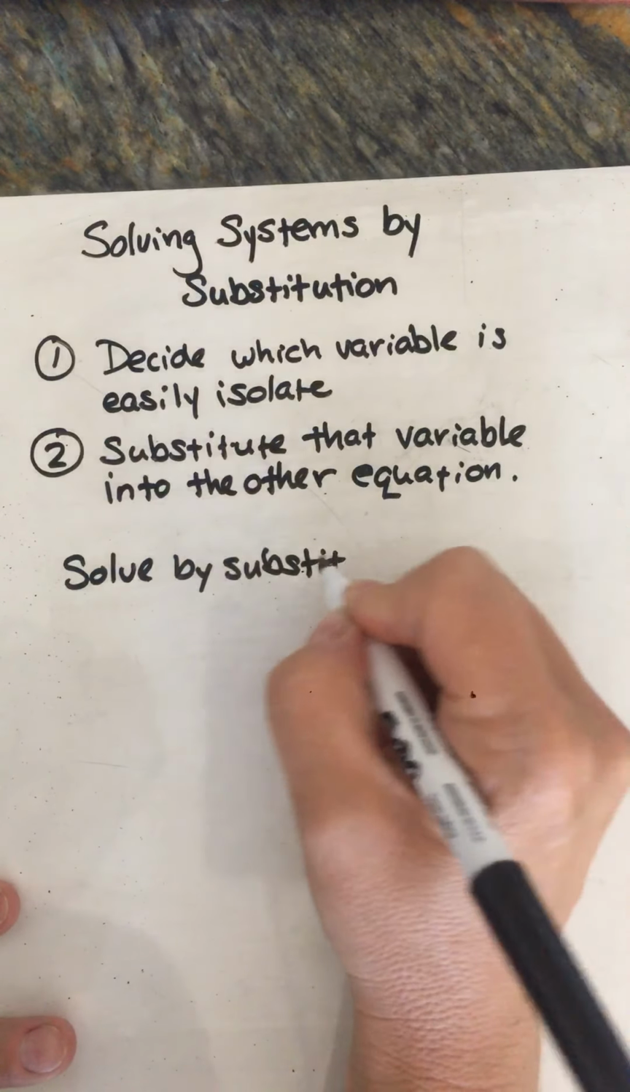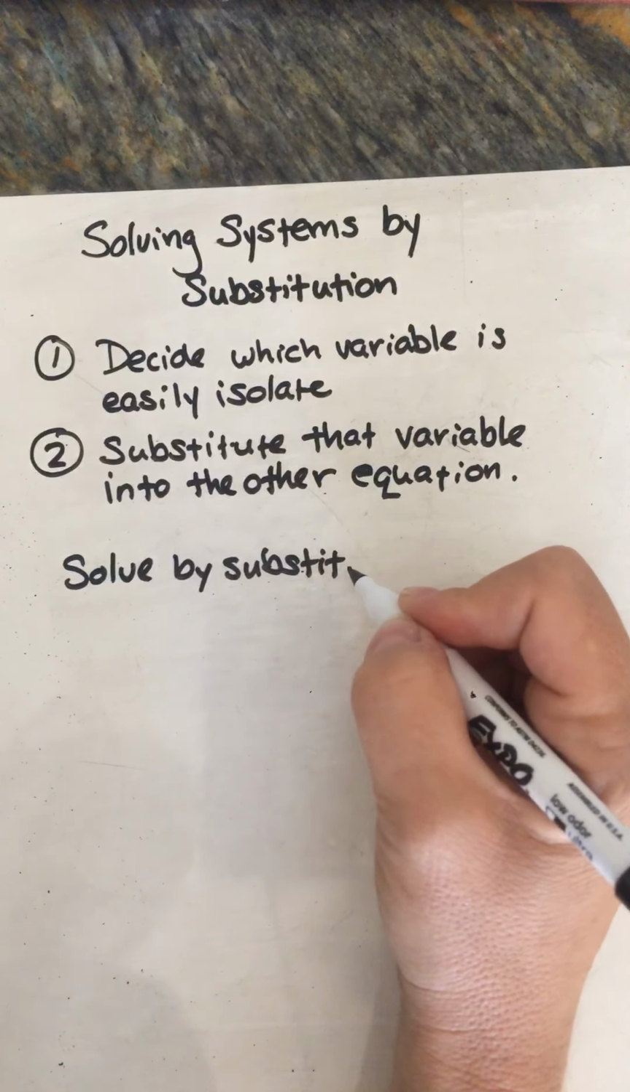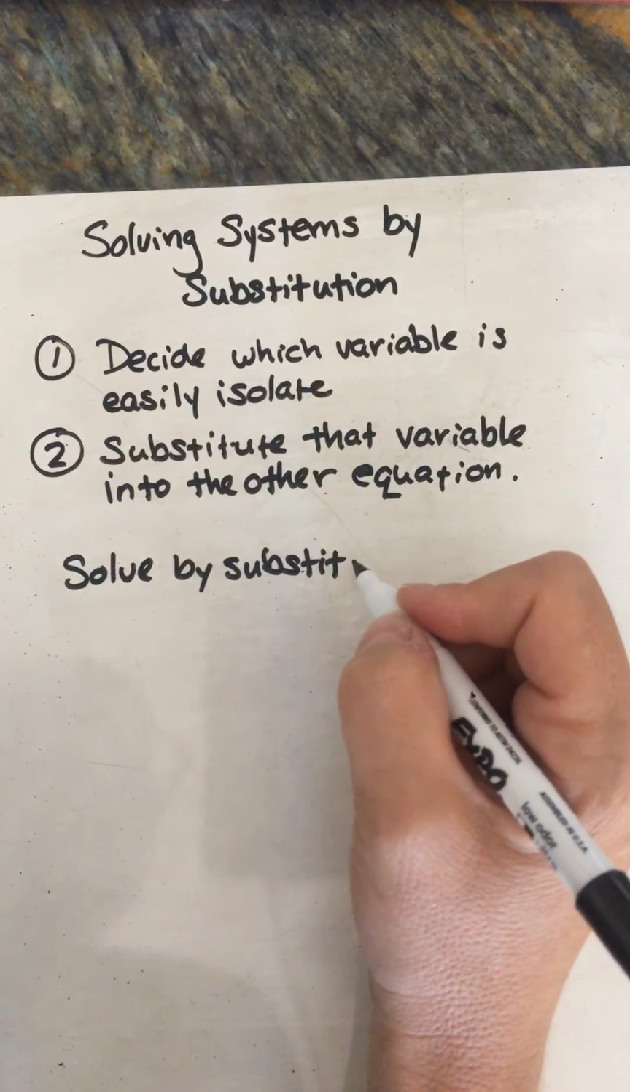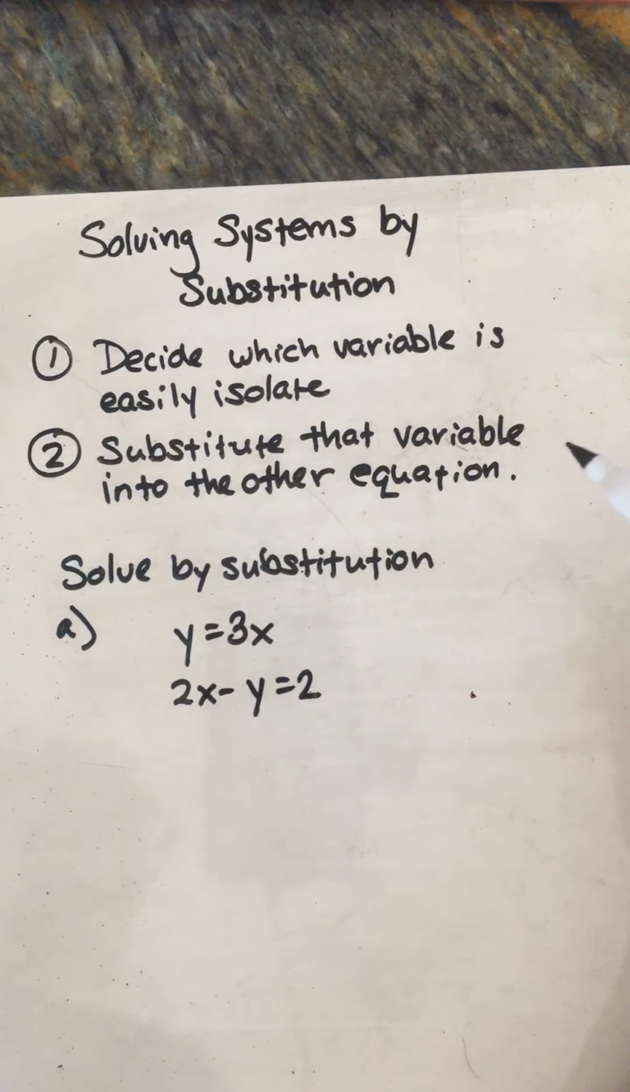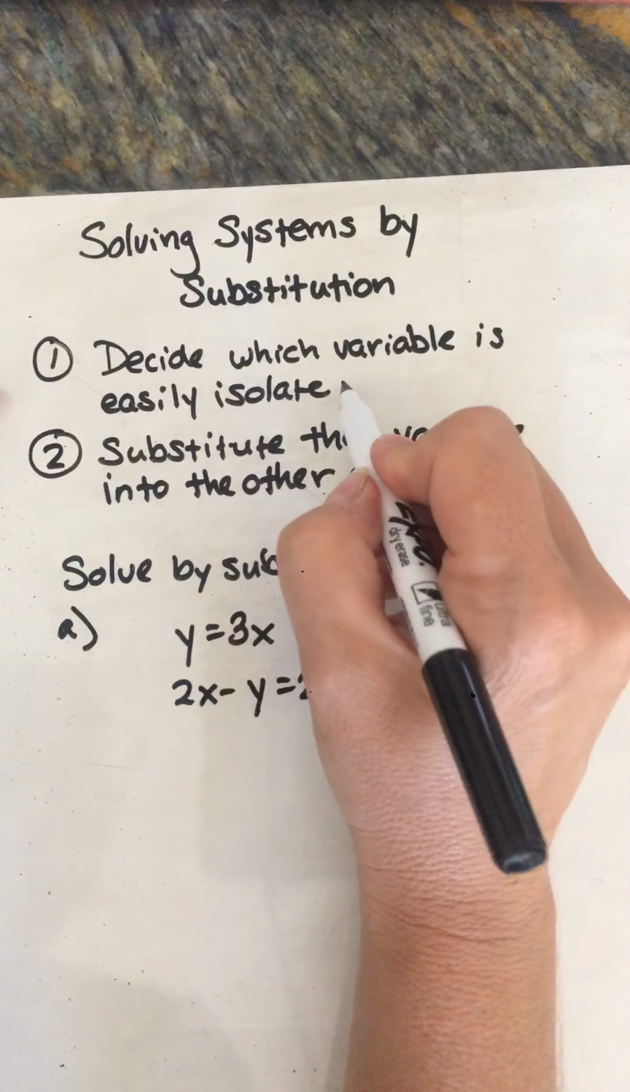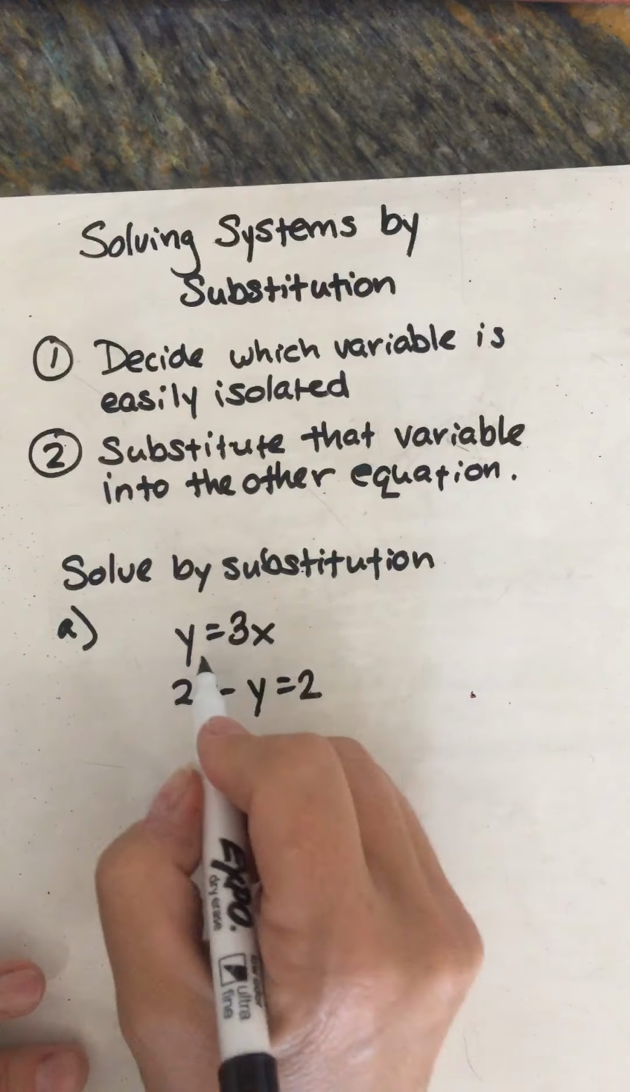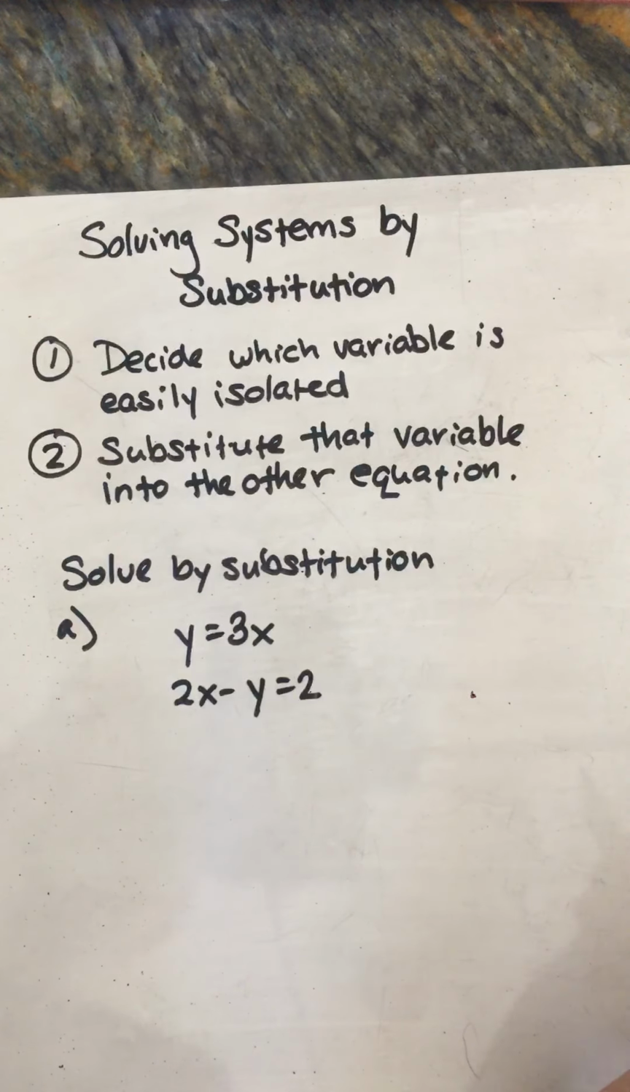You want to be able to do all three of these techniques we're doing. First was the graphing. This is substitution. Let's call this y equals 3x and 2x minus y equals 2. First of all, we need to decide which variable is easily isolated. It looks like y equals 3x is already done for us, so we don't have to isolate anything.